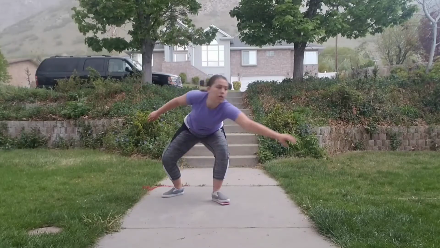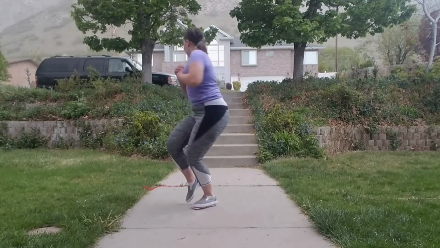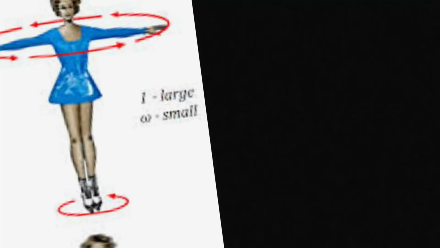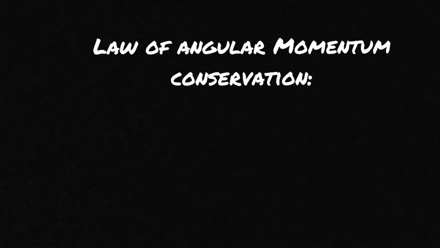So let's take a camel position to a sit position. The camel position has the skater's leg at a larger radius than in the sit position. So when the radius is less, the moment of inertia must be less because you're not changing your mass midway through the spin. Because of the law of angular momentum conservation, the angular velocity increases when the moment of inertia decreases.